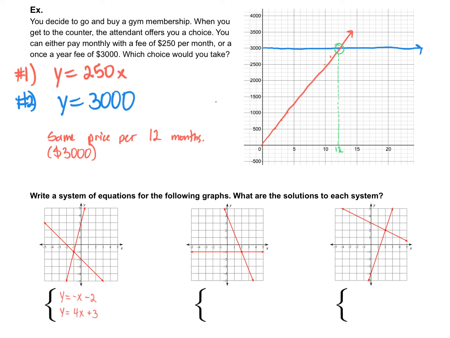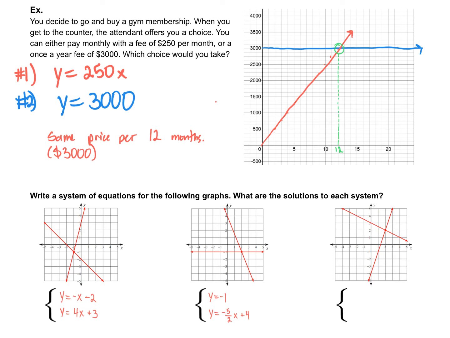Moving on to the next one, let's start with the horizontal line. That's just going to be y equals -1. And the second line, I see that has a slope of down 5 over 2, so y equals -5/2 x plus 4 for the intercept.